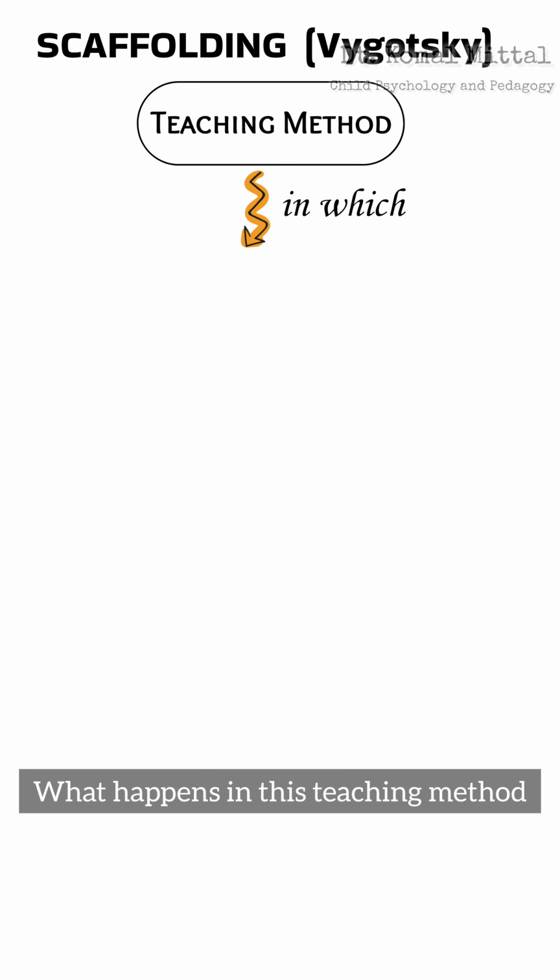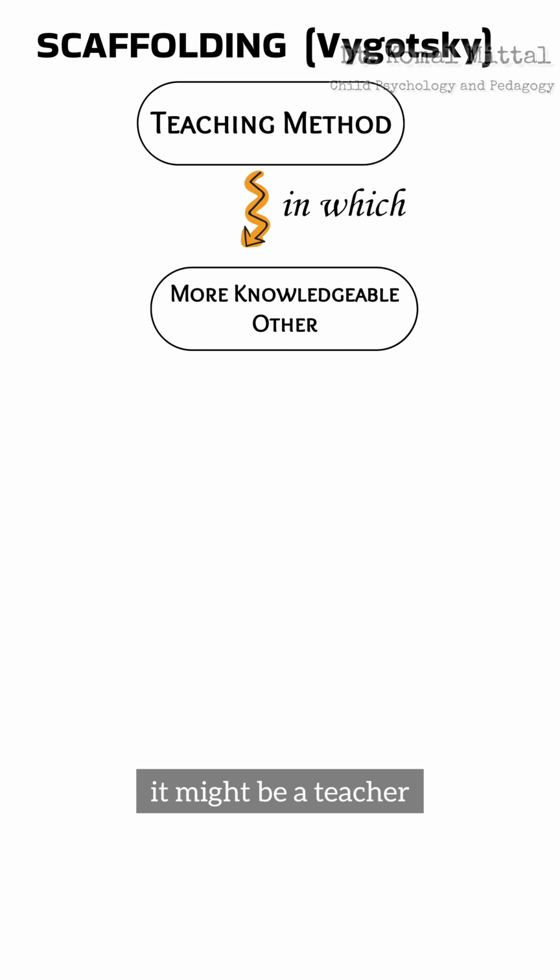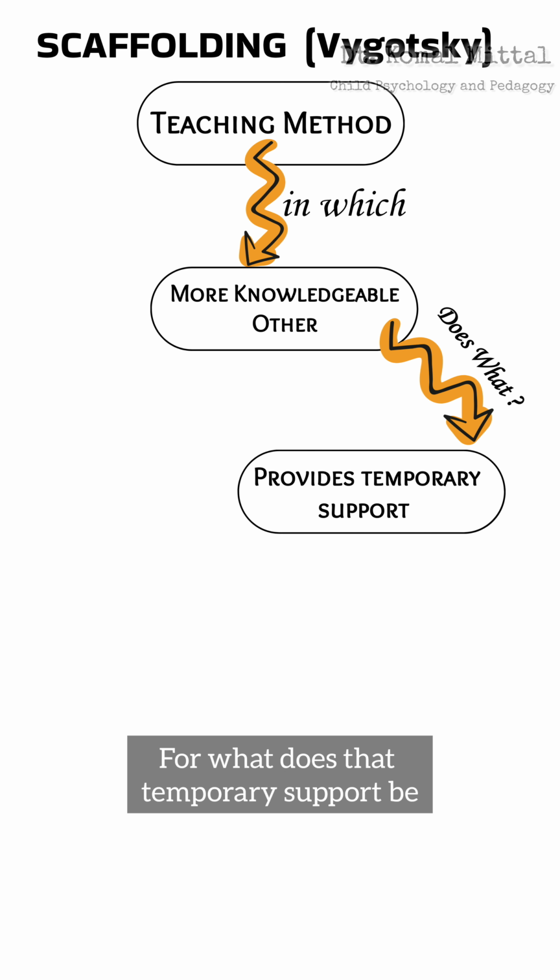Scaffolding by Vygotsky tells that it is a teaching method. What happens in this teaching method? In this, a more knowledgeable other, that means a more knowledgeable person, might be a teacher, a peer group, a parent, or anybody around. So what does this more knowledgeable person do? He provides temporary support.